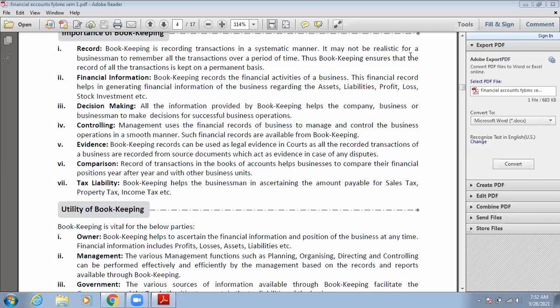Next is evidence. Evidence means, suppose someone has put a case on us, a customer of ours or some person who has taken us to court.